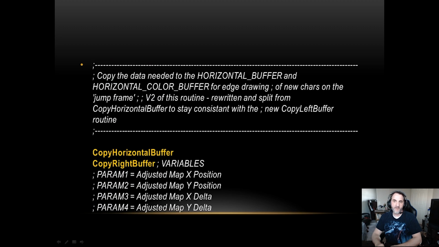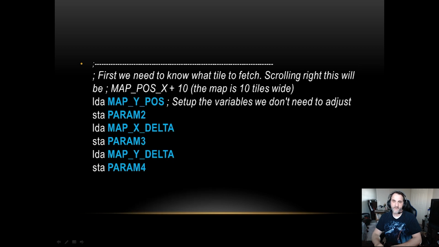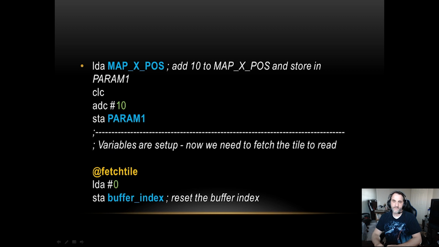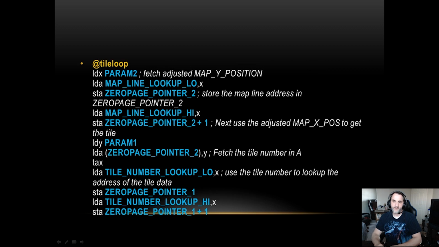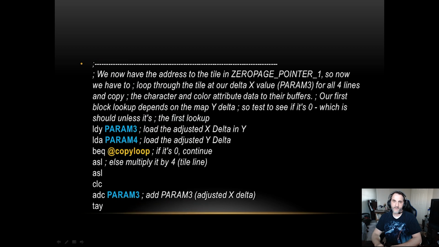And now we copy the data needed to the horizontal buffer and horizontal color buffer for edge drawing of new characters on the jump frame. And this is still going through the same buffer. So we now have to address the tile in 0 page pointer 1. So now we have to loop through the tile at our delta X value for all 4 lines and copy the character and color attribute data to their buffers.